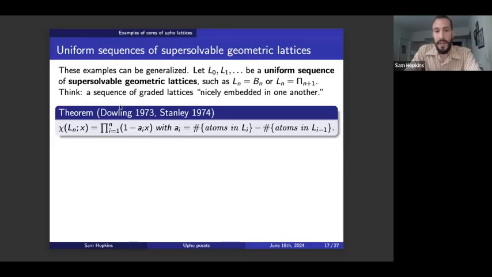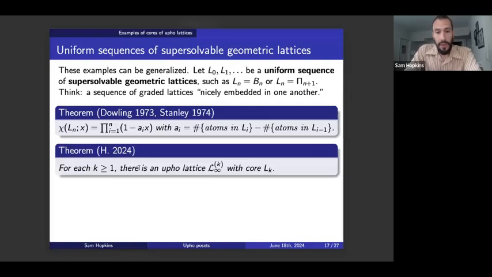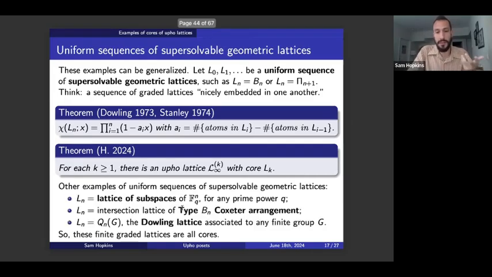If we combine their work together, one thing we can show is that, the notion of a uniform sequence of lattices is due to Dowling. The notion of a supersolvable lattice is due to Stanley. And combining them together, we can give a nice formula for the characteristic polynomial of any of the members of a uniform sequence of supersolvable geometric lattices. And using similar ideas, we can show that for any member L_k of a uniform sequence of supersolvable geometric lattices, there is some Upho lattice which has that as its core.